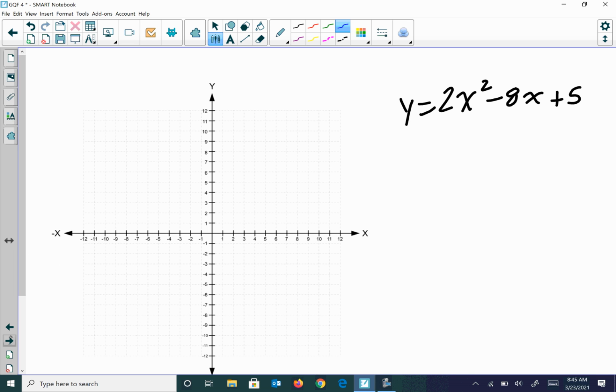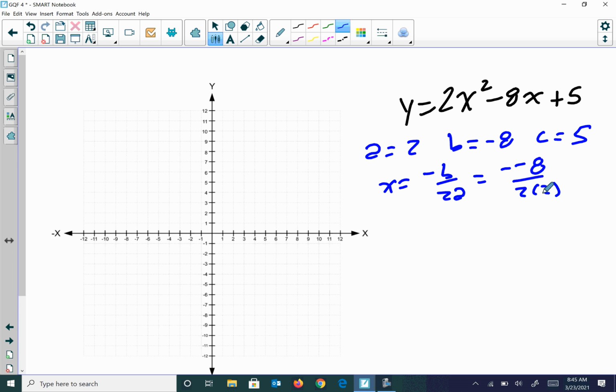What's my A value? 2. B? -8. C? 5. We're all happy, yes? X equals -b over 2a. So I get -(-8) over 2 times 2. What's -(-8)? 8. What's 8 over 4? What's 8 over 4? 2.